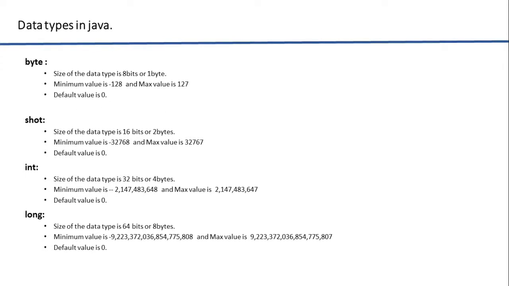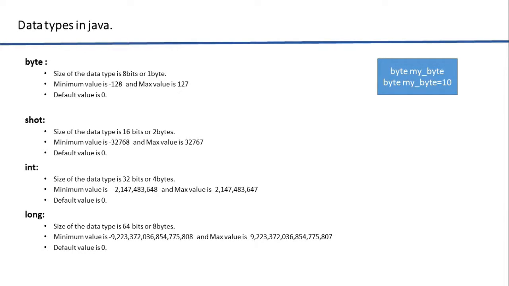We can declare byte data type like this: data type followed by variable name, and we can assign a value to a variable like this: data type followed by variable name, the assignment operator, and the value of this variable. Short is the second data type to represent integer numbers in Java.